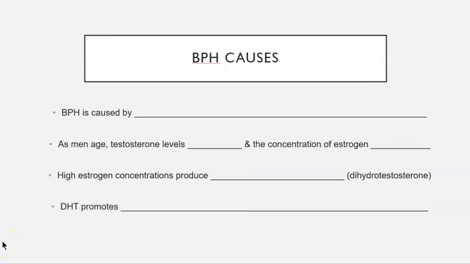BPH is caused by hormonal changes. As men age, testosterone levels decrease and the concentration of estrogen increases. High estrogen concentrations produce DHT. DHT promotes prostate cell growth, so that's how you end up with BPH.